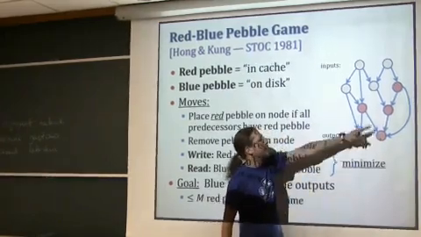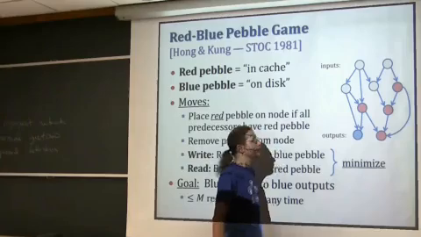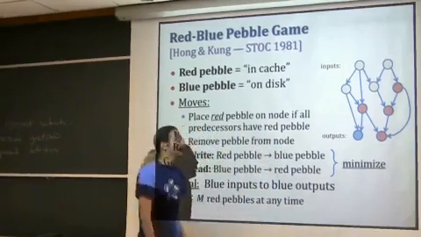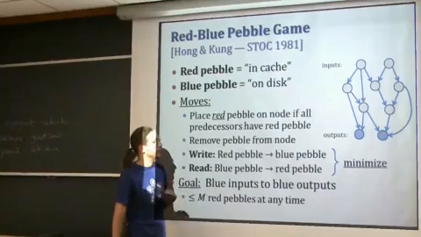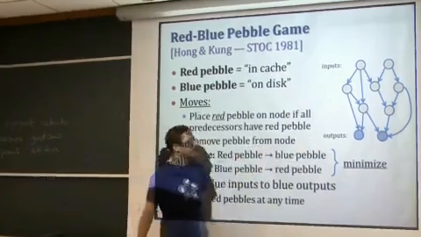And so I needed a cache size here of 4. The maximum number of red things at any moment was 4. And I can get rid of those guys and write that one to disk. And my goal is to get the outputs all blue.